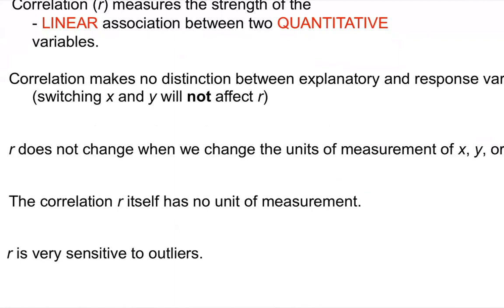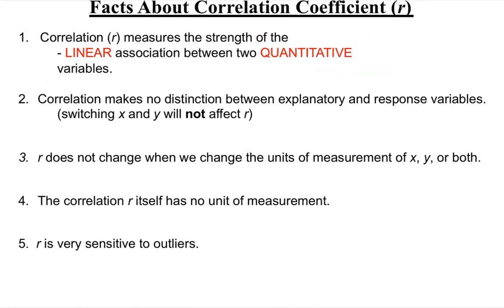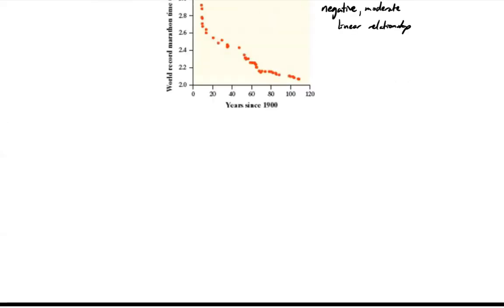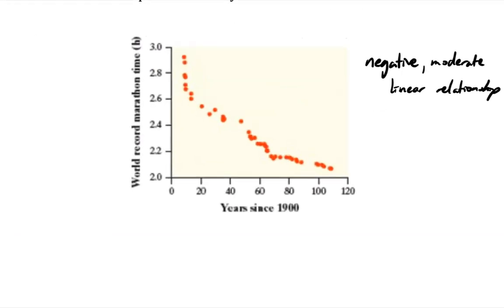Okay. Let's see. R does not change when we change the units of measure for X, Y, or both. So for example here, you see this guy has hours, right? So 2 hours, 2.2 hours, 2.4, 2.6, 2.8, 3 hours. Let's say I change these to minutes.